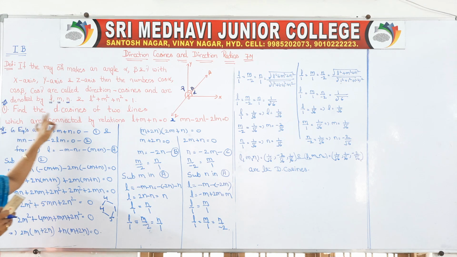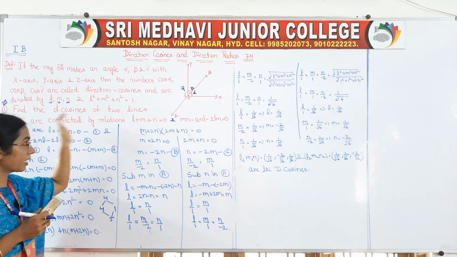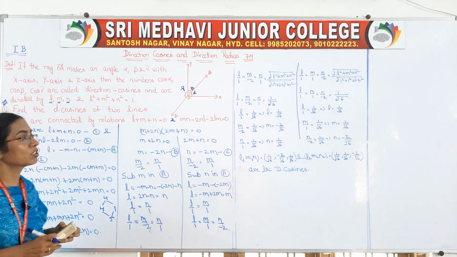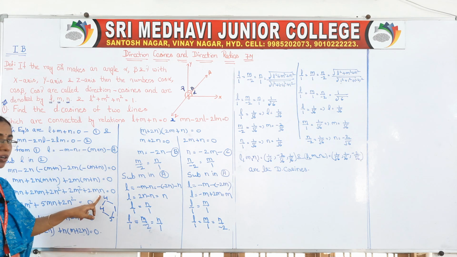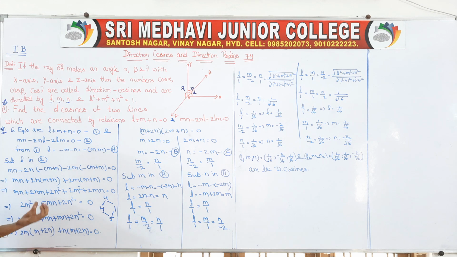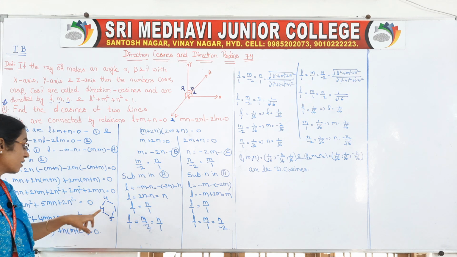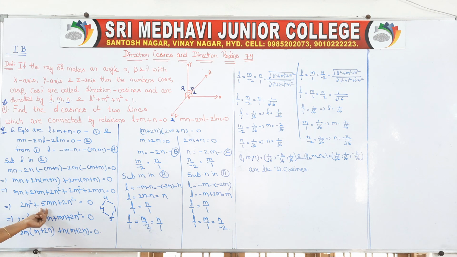Next, there is one 7 marks question: find the direction cosines of the two lines related by these two equations. Very simple: first you take the first equation and the second equation. From the first equation we get the l value, and substitute that l value in the second equation. If we substitute it, we get one quadratic equation. For this, we have to find two factors whose product is 4 and whose sum is 5.